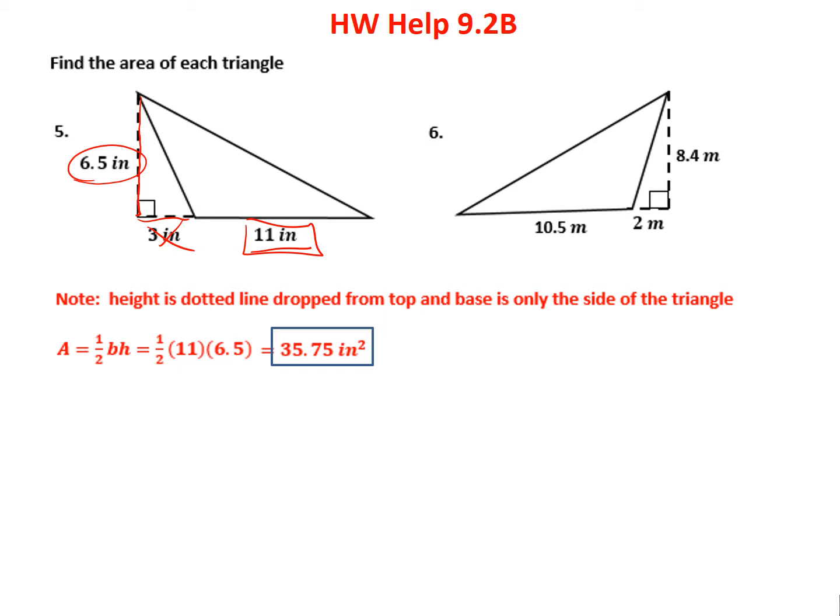Likewise, in number 6, again, this doesn't mean anything. This is my base here, and this is my height. So it's 1/2 the base times the height, and the 2 doesn't figure into the area of the problem at all. So we get 1/2 10.5 times 8.4, which is 44.1 square meters, and that's our answer to number 6.